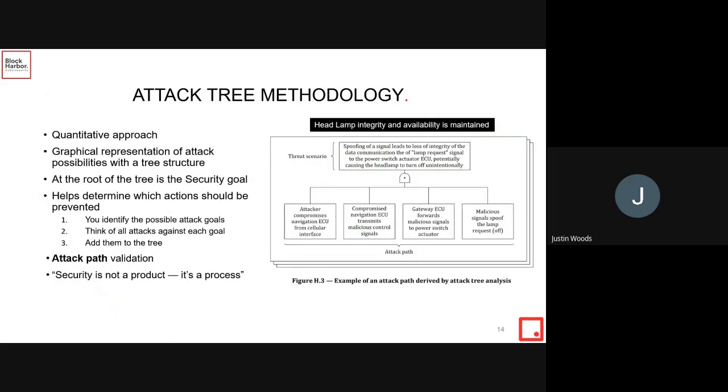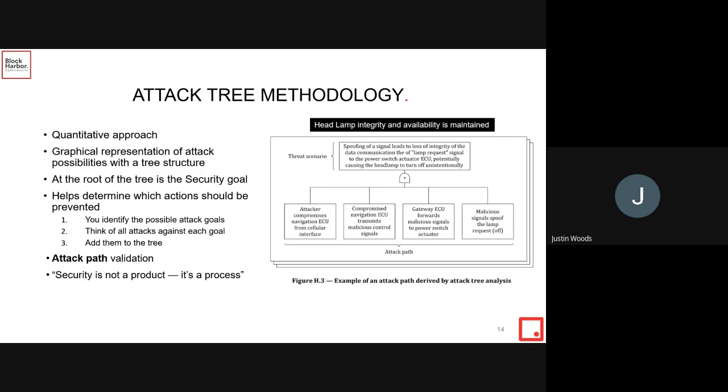So we do also have the attack tree methodology, right? That's what we're talking about here. This is going to be a slightly more quantitative approach, and it gives us a graphical representation of attack possibilities with a tree structure. At the root of the tree is the security goal, at the top here: headlamp integrity and availability is maintained, and it helps to determine which actions should be prevented.